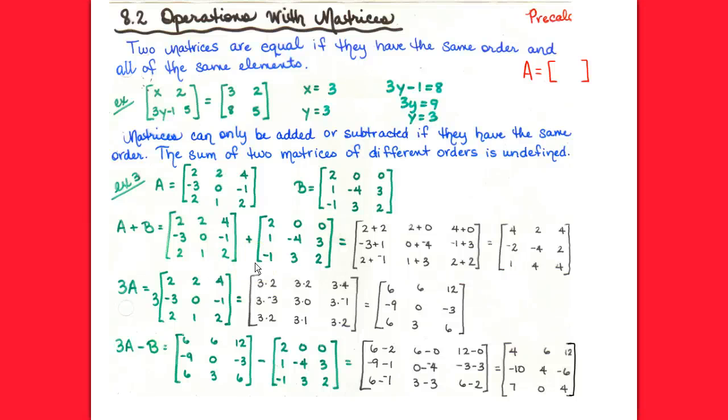All right, so section 8.2 is operations with matrices. In section 8.1, we looked at defining a matrix and writing it as an augmented matrix or a coefficient matrix or a row matrix or a column matrix, and how we could work with it with a system and elementary row operations, Gaussian elimination, all of that good stuff.